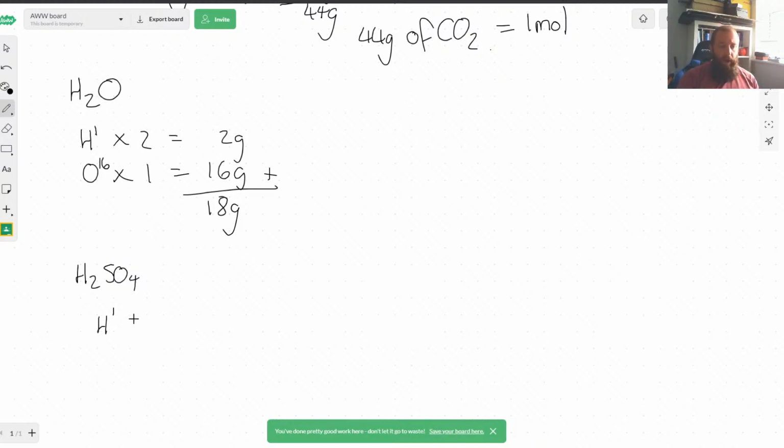So, hydrogen, I've got 2 of them, 2 grams. I also have a sulfur, but I only have 1 of them in this molecule.